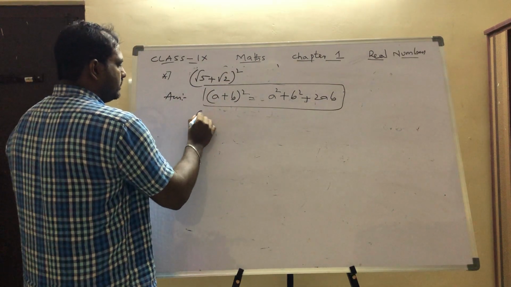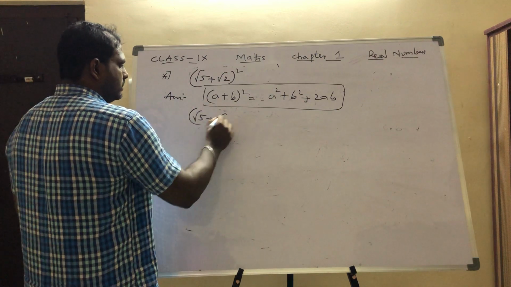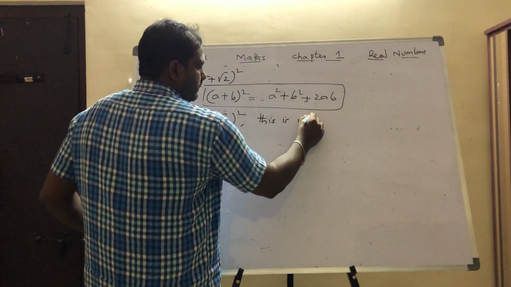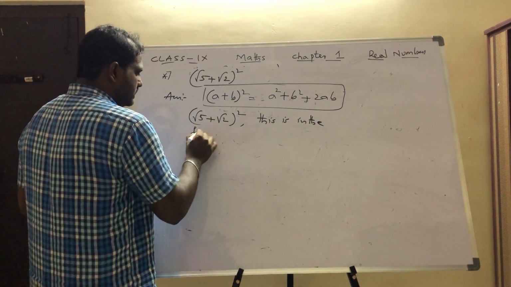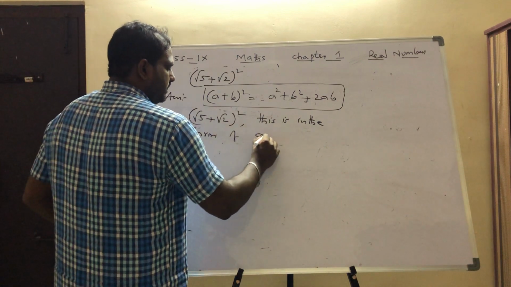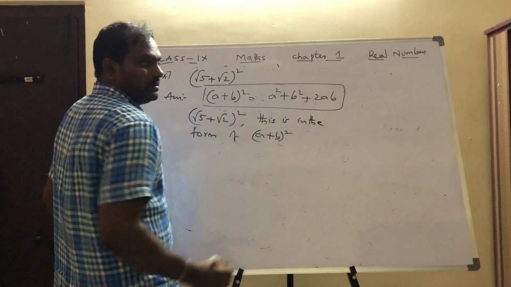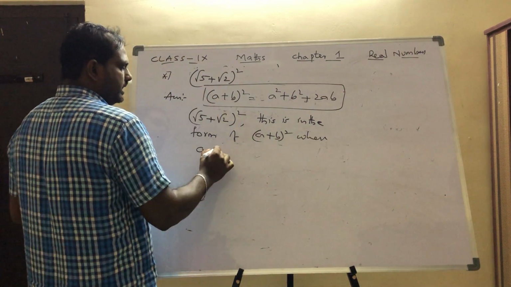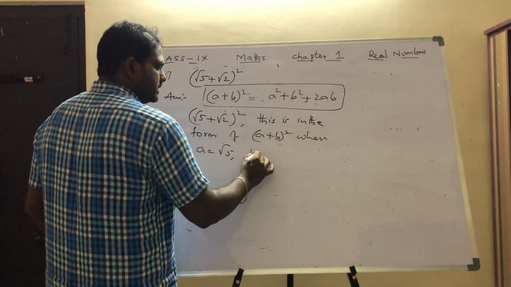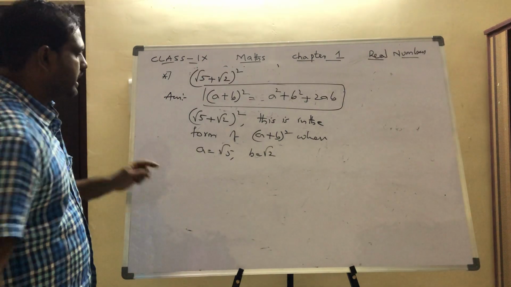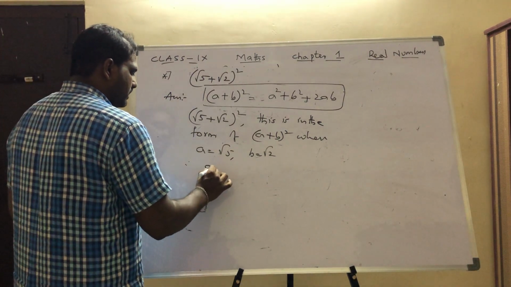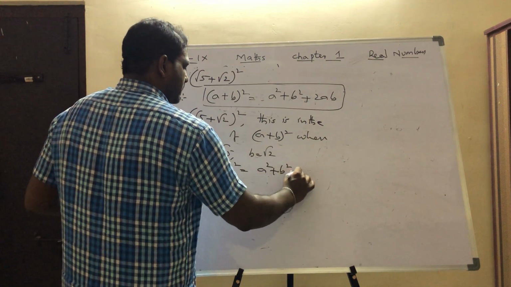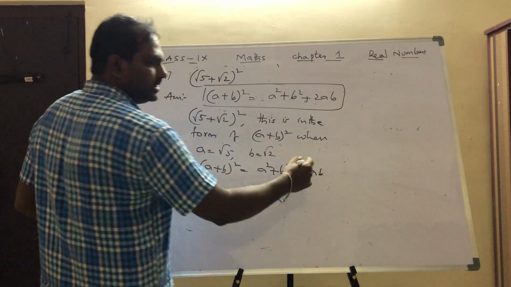Now I am doing it like this. Given sum, root 5 plus root 2 whole square. What I write is, this is in the form of a plus b whole square, where a is equal to root 5 and b is equal to root 2. Okay, so therefore, what is the formula? A plus b whole square is equal to a square plus b square plus 2ab, means 2 into a into b.